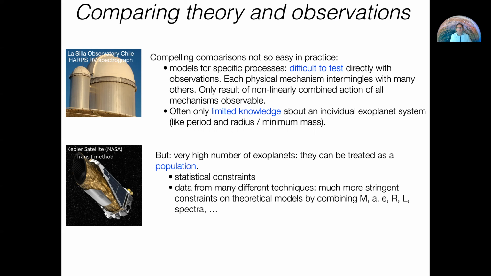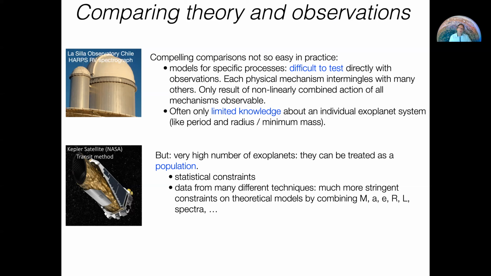But what we do have, of course, and this is illustrated by this semi-major axis or period versus mass diagram, is that we now have a very high number of exoplanets, and they, of course, can be treated as a population, and as such, they give statistical constraints with which we can compare our models. And ideally, nowadays we also have data from different techniques.